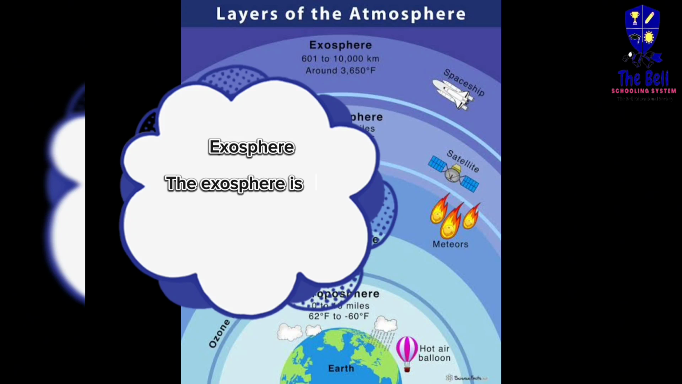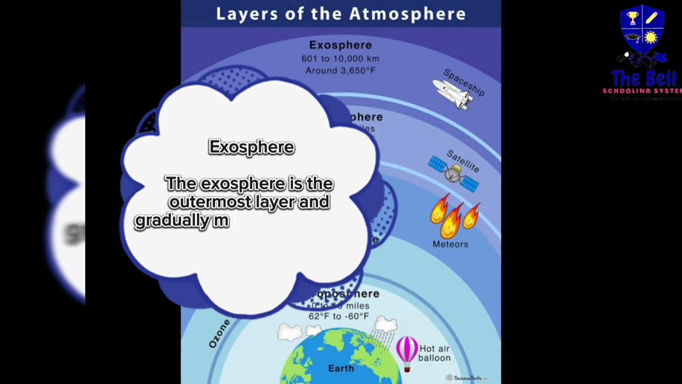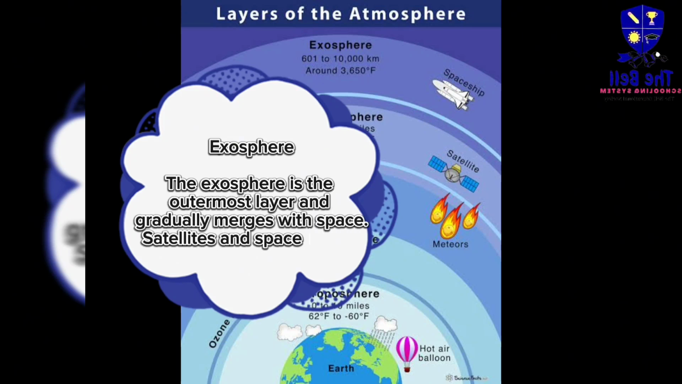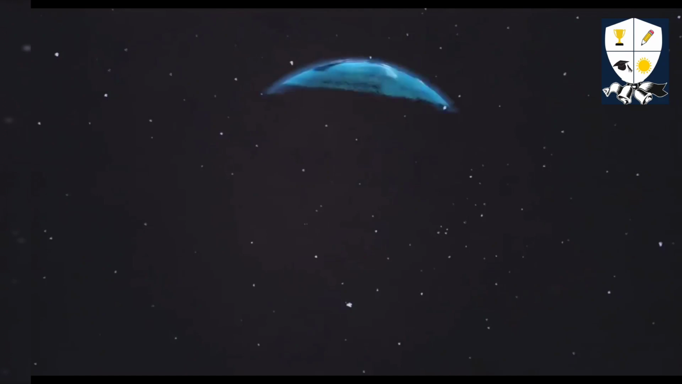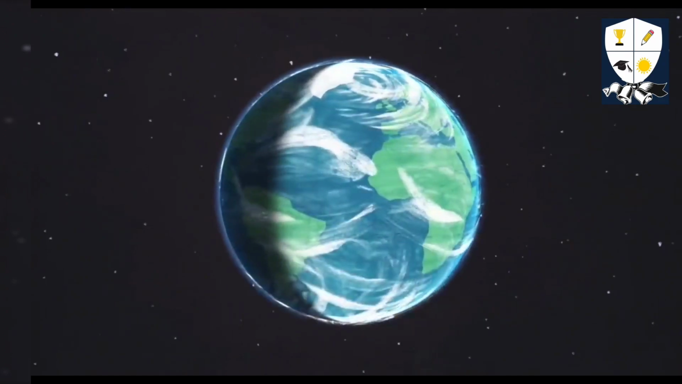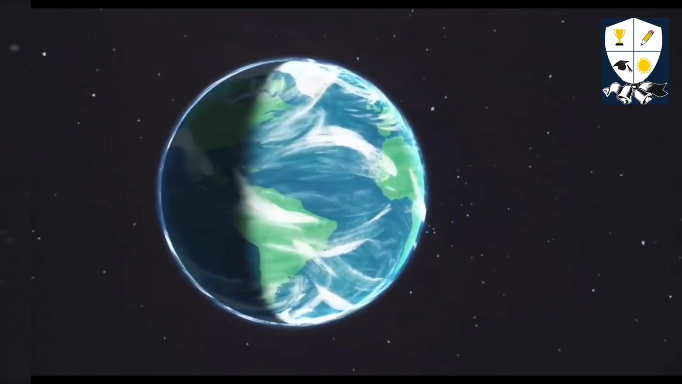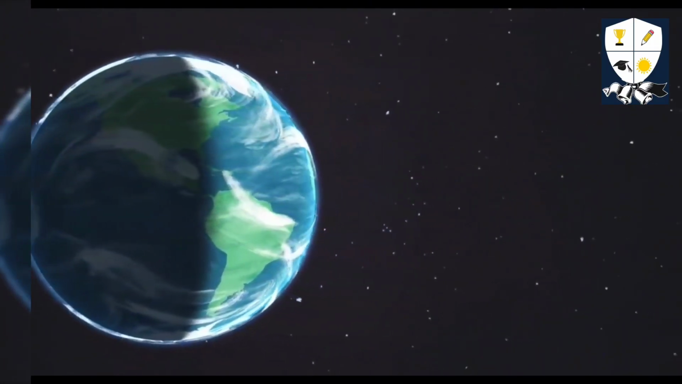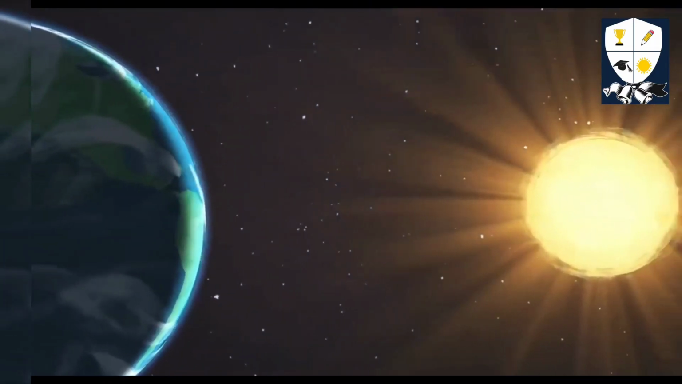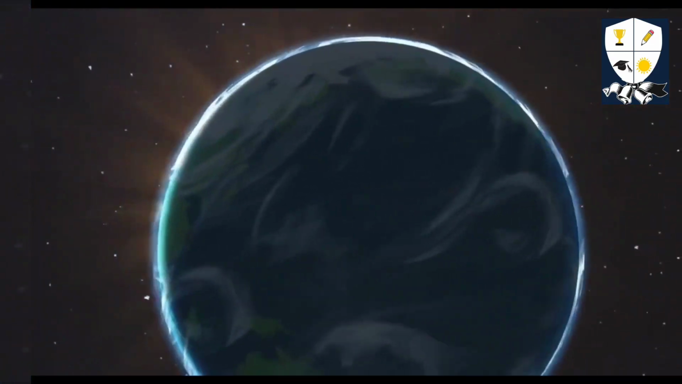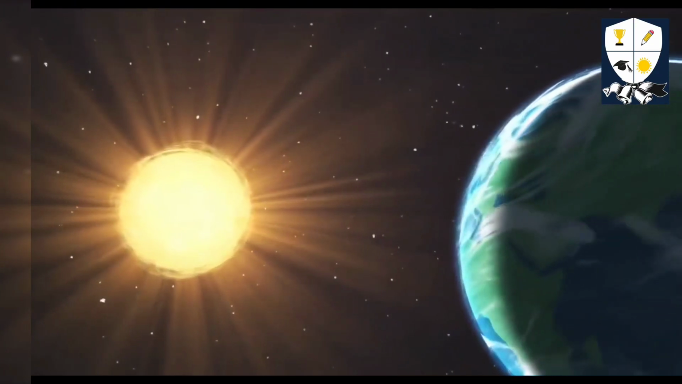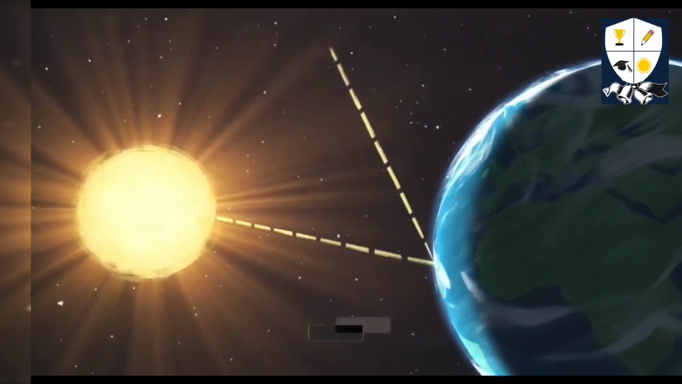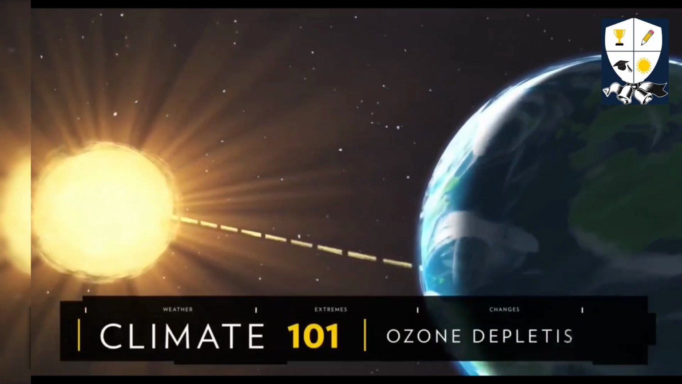Exosphere. The exosphere is the outermost layer and gradually merges with space. Satellites and space debris orbit in this layer. Ozone depletion. 15 to 35 kilometers above Earth's surface, a gas called ozone surrounds the planet. The ozone layer acts as a barrier between Earth and ultraviolet radiation from the sun. However, pollution has caused the ozone layer to thin, exposing life on Earth to dangerous radiation.